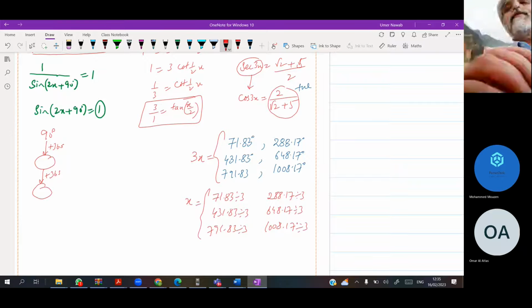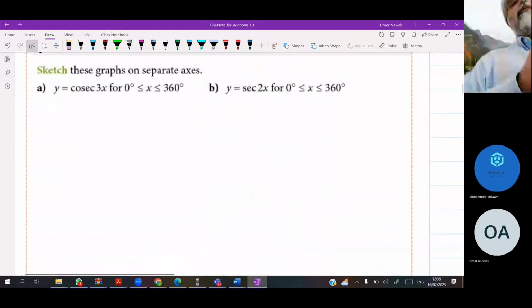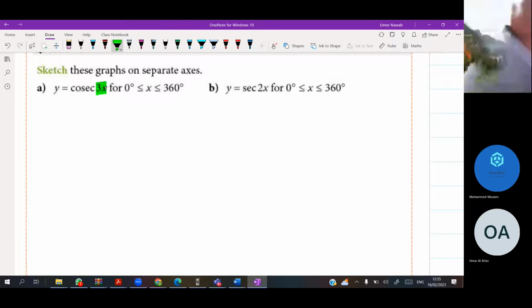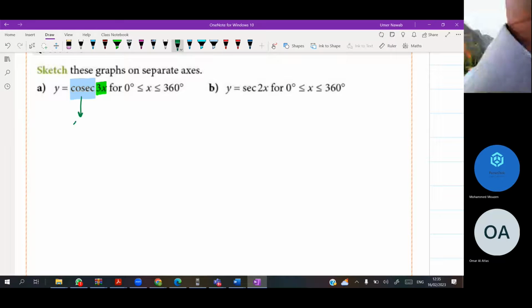Do you understand it or not? Yes, yes. Okay. So solving simultaneous equations are okay. Now come to the sketches. In sketches, you need to understand the opposite of cosecant. The opposite of cosecant is sine.